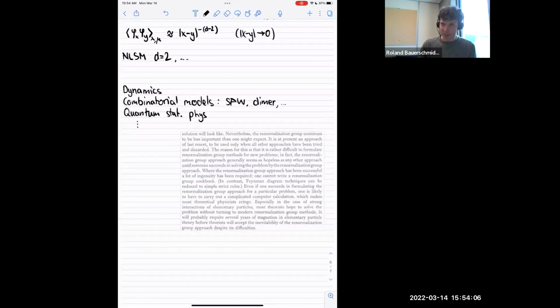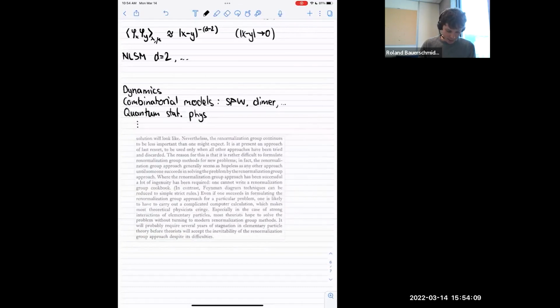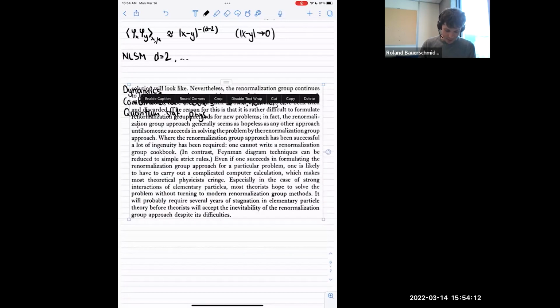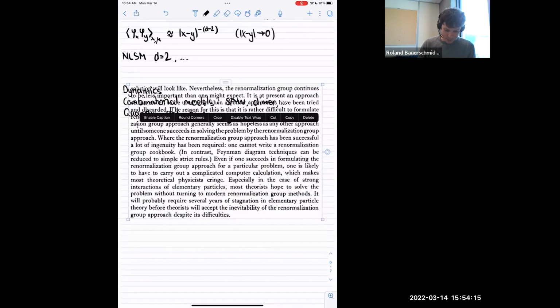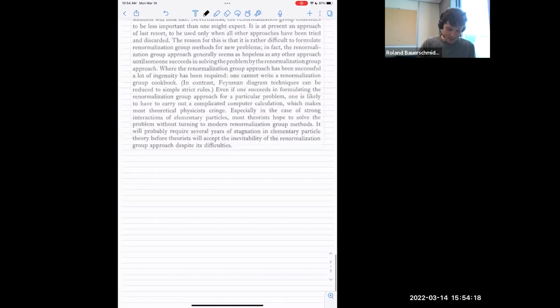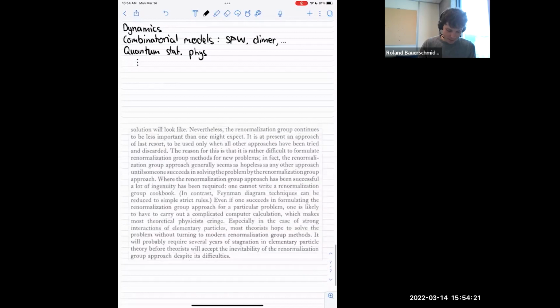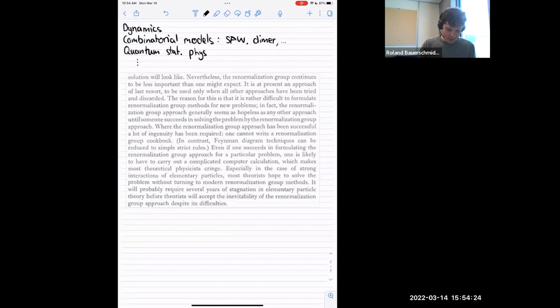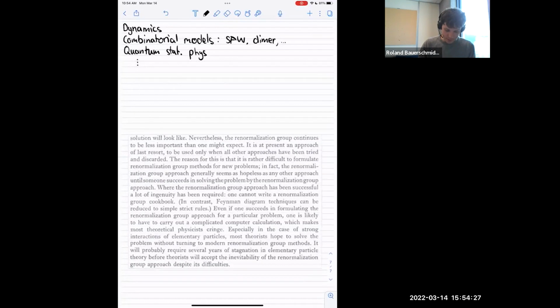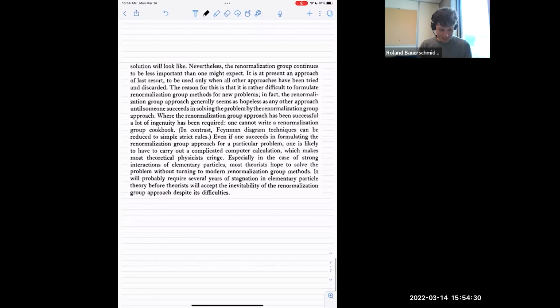So maybe, before taking a 5-minute break, I can conclude with this other quote I extracted from one of Wilson's papers. It turns out he has a number of very nice papers, if you're interested in the historical aspects and the philosophy behind this approach. I linked some on the website. So here's one quote I like.